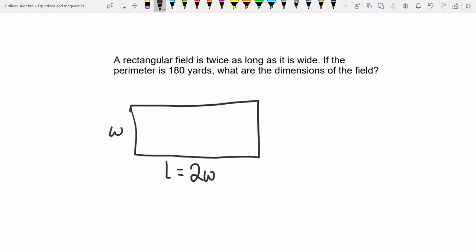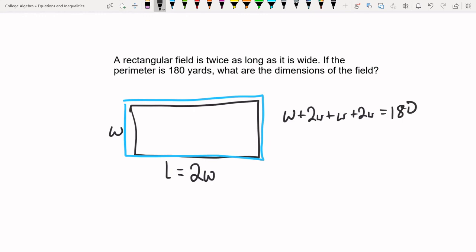Well, the perimeter is just adding up all of the side lengths. So we have W plus 2W plus W plus 2W. That's the perimeter. And that's going to equal 180 yards. So W plus 2W plus W plus 2W equals 180. That's because both the opposite sides of the rectangle are the same length. And that's how you find the perimeter. You just add up all of the side lengths.